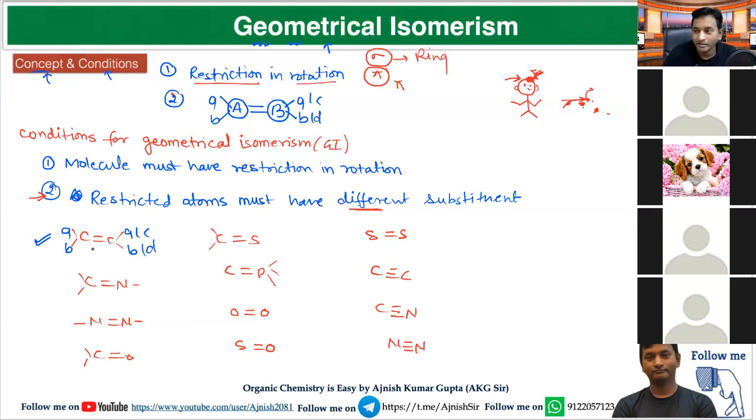Yes. Here, think about this. If I take A, if I take B, A has different substituents. Think about this: nitrogen has one lone pair of electrons. This has a bond pair of electrons. That means B has different substituents.